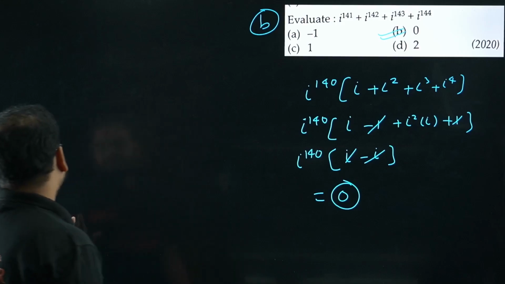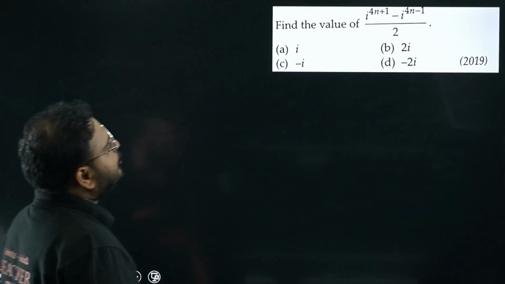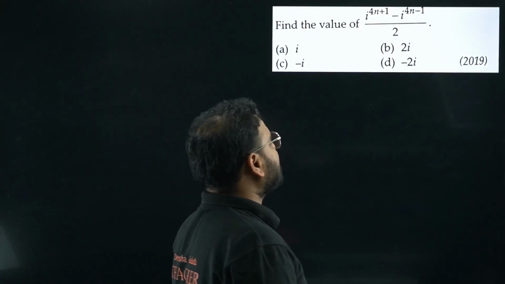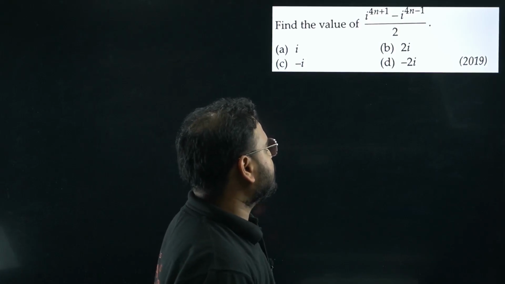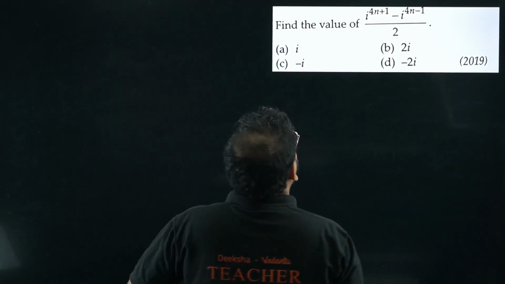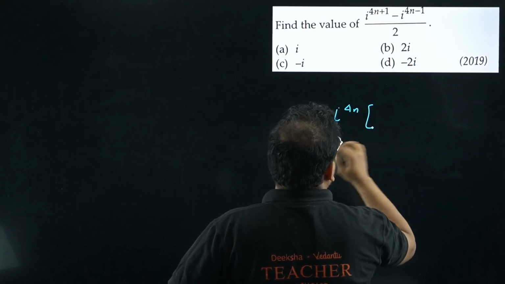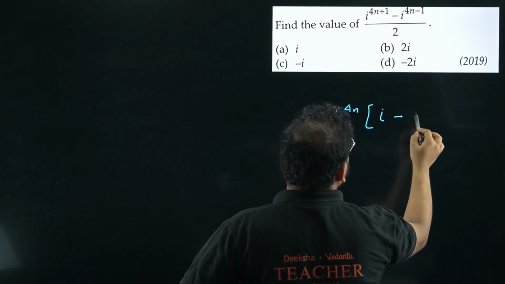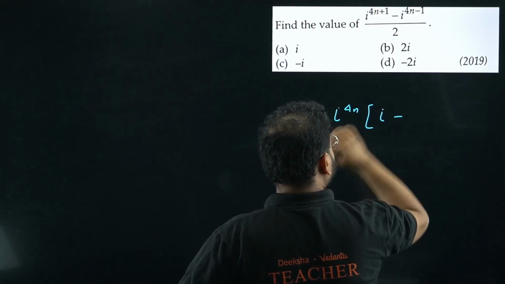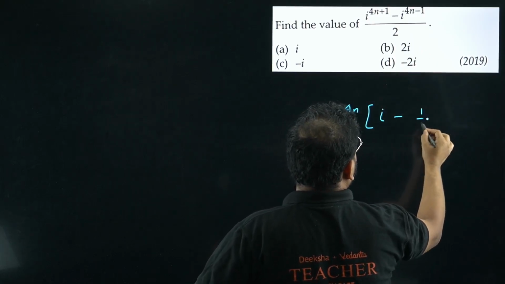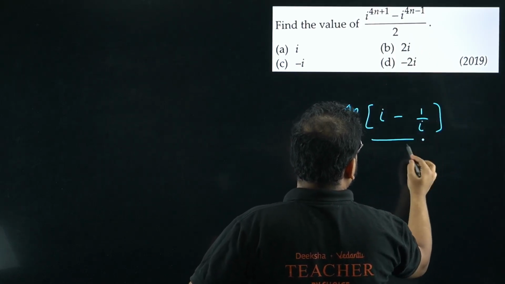Okay, let's go. Next problem. Find the value of I power 4n plus 1 minus I power 4n minus 1, by 2. Can I take something common? I power 4n is common, sir. So I'll have over here, I'm taking 4n common, right? So 1 less is there over here. It will become 1 upon I, by 2, right?